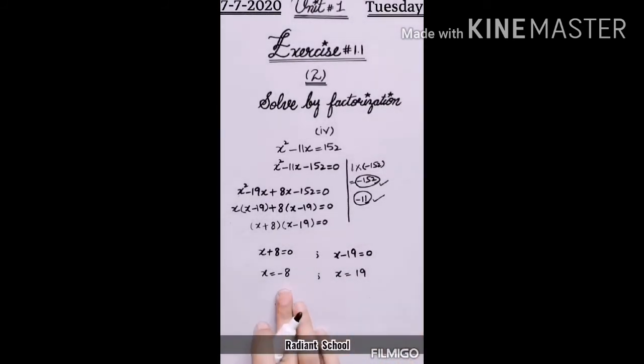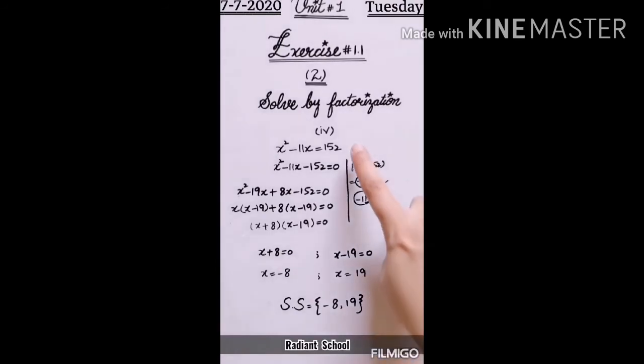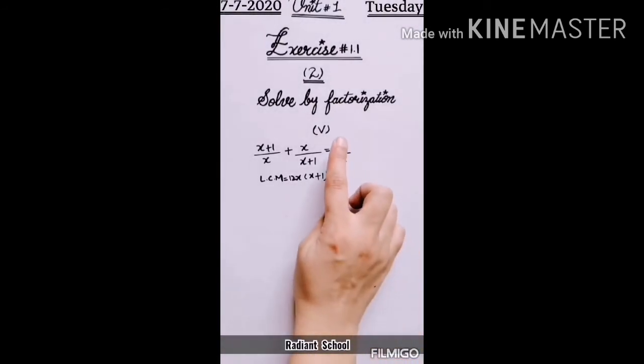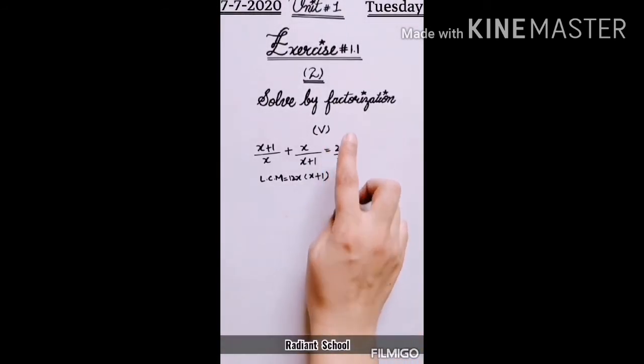So we have to write the answer in the form of a solution set. First we will write the negative number and then the positive number. So this is your solution set. We have found the value of x from the given quadratic equation. Okay students, now I have taken part number 5, that is a different part.